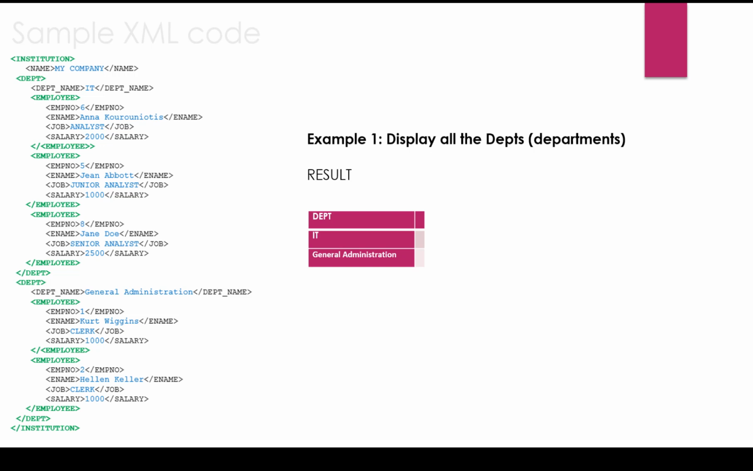So what is the result of this for each loop? We get each department in the file. Good. Now, let us look at another example.